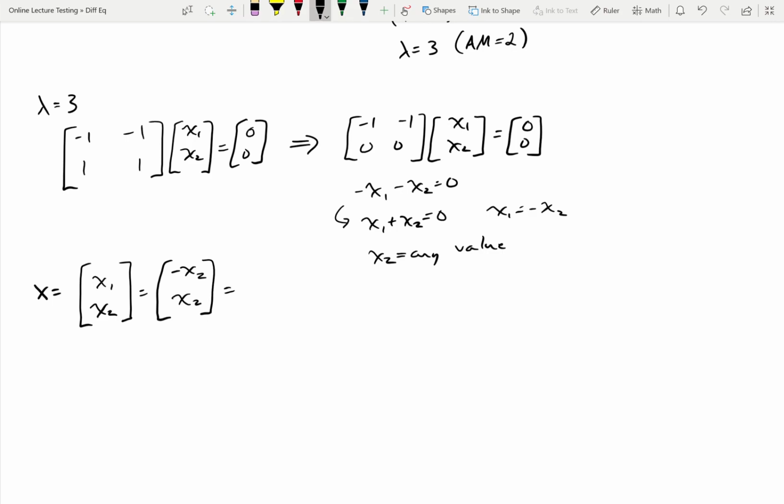Well, if that's the case, I can factor out an x2, and I'm left with negative 1, 1. Meaning, for any value of x2, this is just a constant multiple. So the GM here is equal to 1.